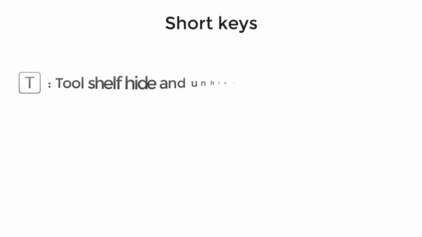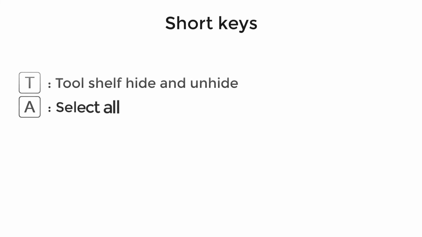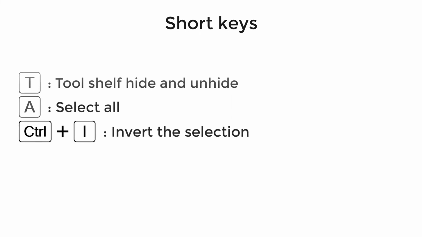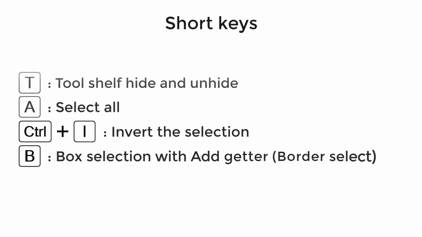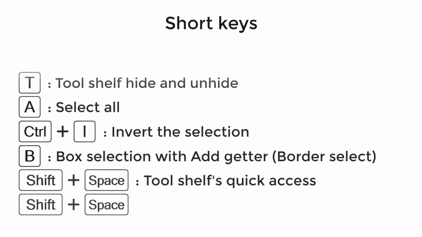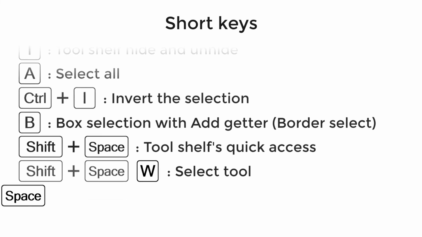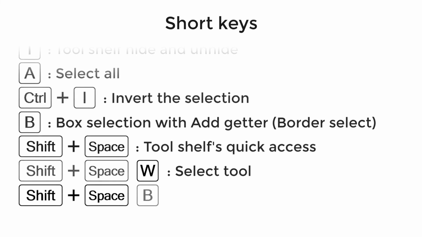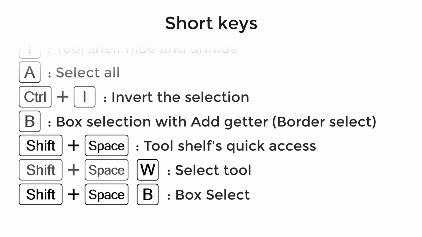T. Tool shelf hide and unhide. A. Select all. Control with I. Invert the selection. B. Box selection with add-on, border select. Shift with spacebar, tool shelves quick access. Shift with spacebar and W, select tool. Shift with spacebar and B, box select.